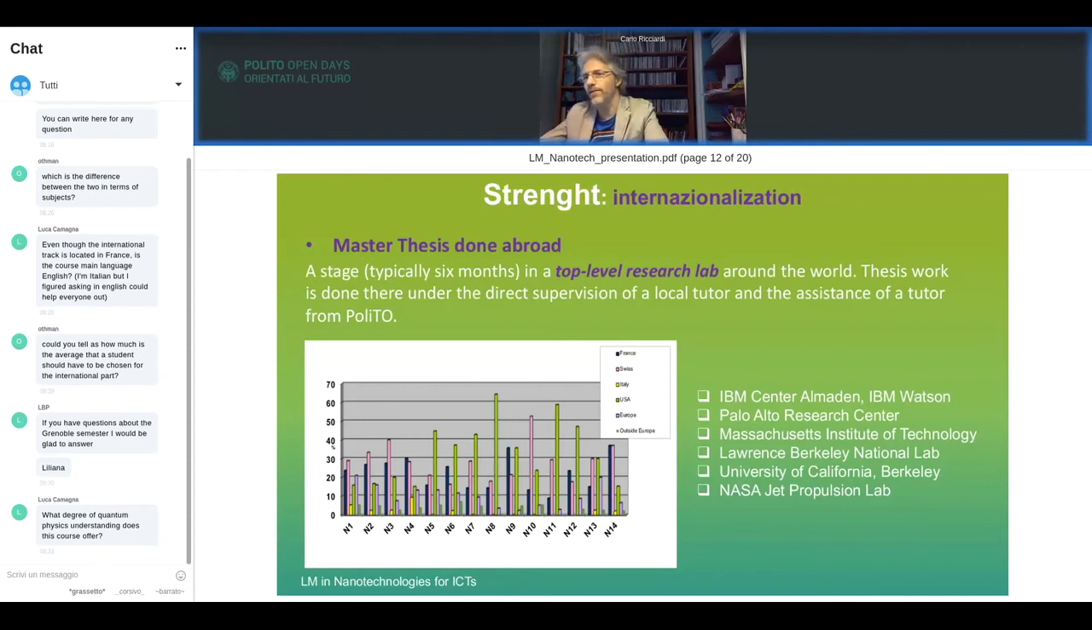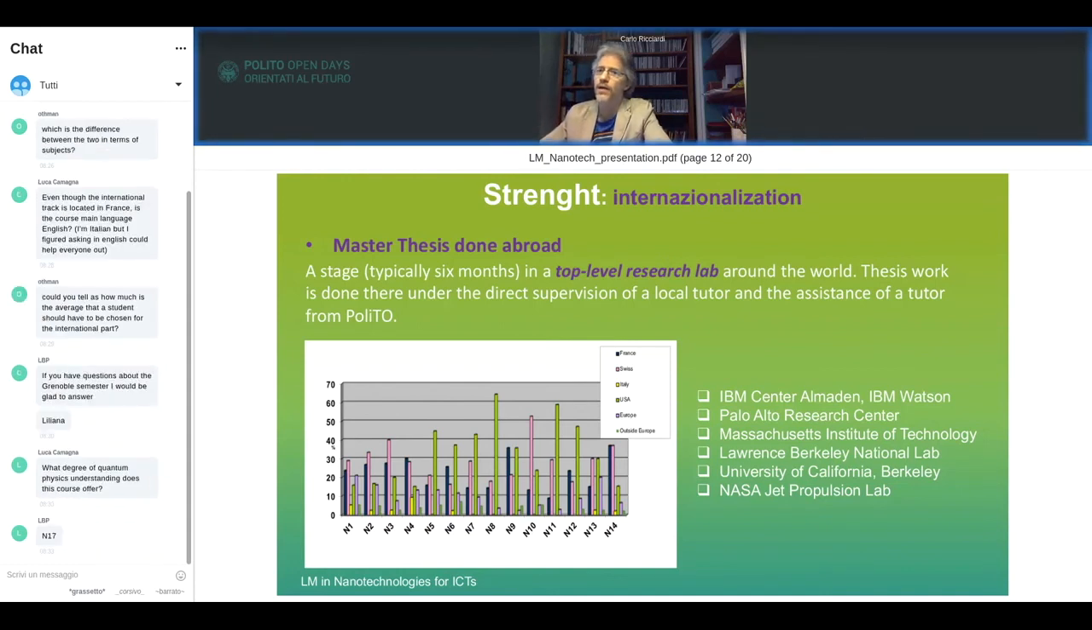So what you see in this graph are the different nanotech students, N1, N2, and N14. We are at N16 this year, and N17 will be next year. Yeah, N17, yes. So this is not completely up to date, but you can see that most of the students are doing the thesis all around the world. For example, in Italy, that is the yellow bar column you see, there are just few. Just to say that this is really typical of this master to have students that are in the US or all around the world doing their master thesis.